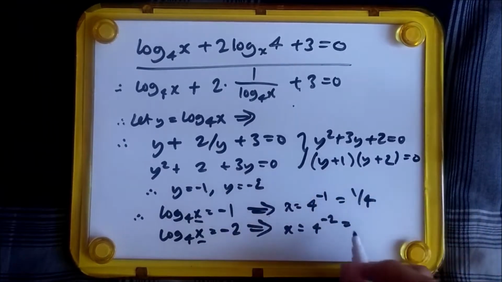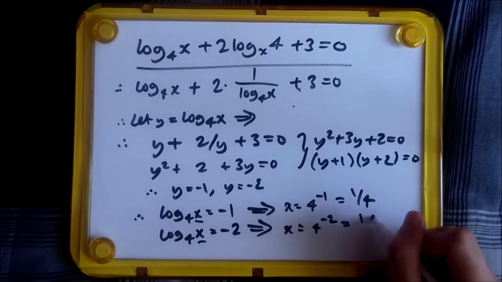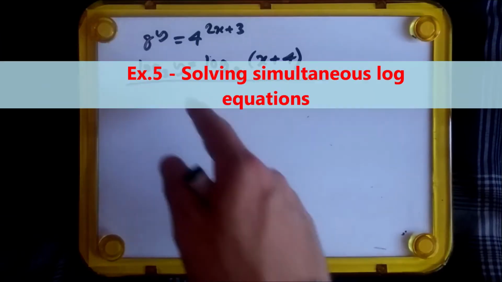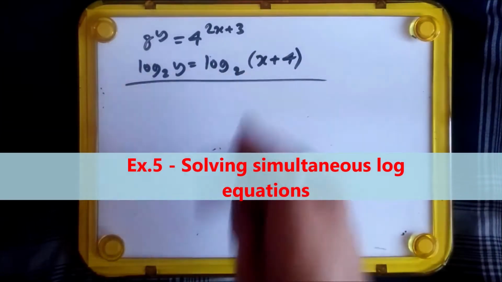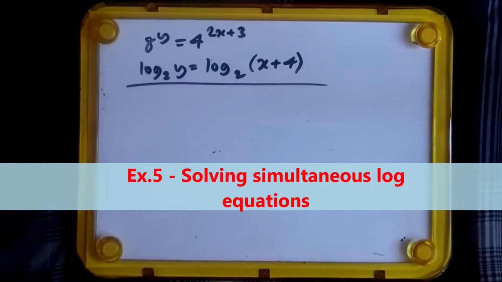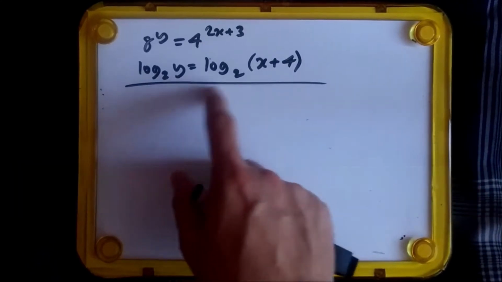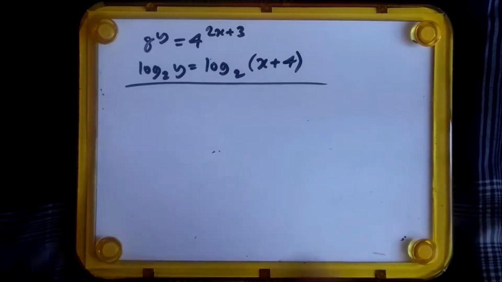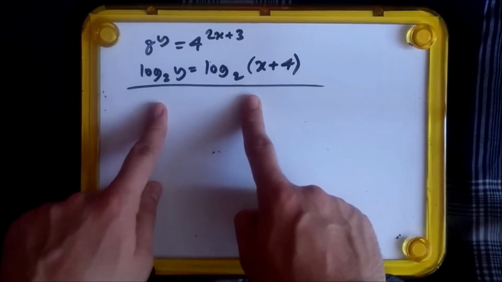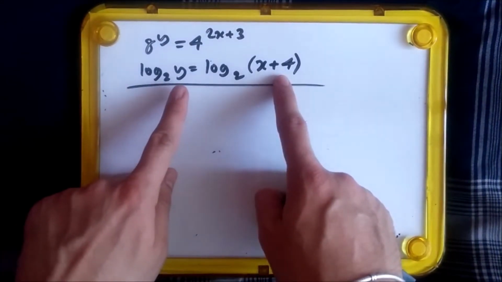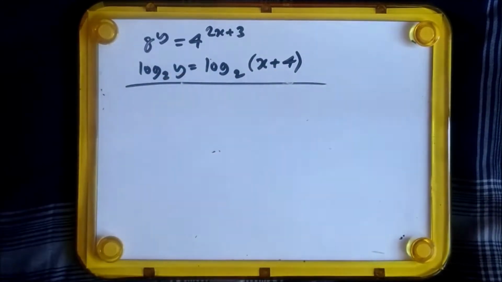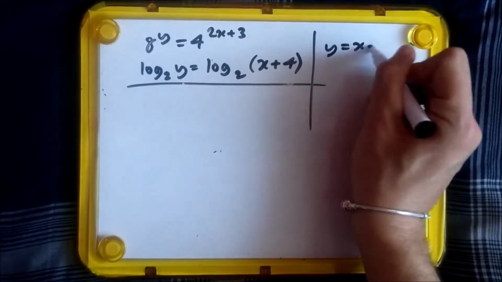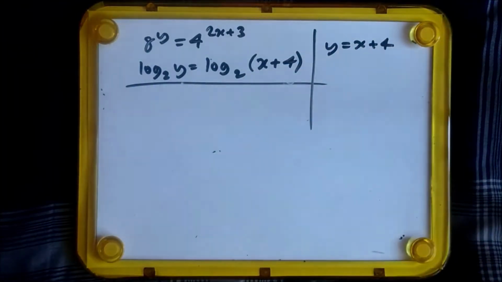4 to the power of -2 is 1 over 4 squared, which is 16. Now the first equation, we have 8 to the power y equals 4 to the power 2x plus 3. And the second, we have log 2y equals log 2x plus 4. Now the first thing I always say to know is to check if the log bases are the same. If they're the same, this implies that these are the same too. So this is equivalent to that. So right off the bat, we know that y equals x plus 4. So that's already a possibility.